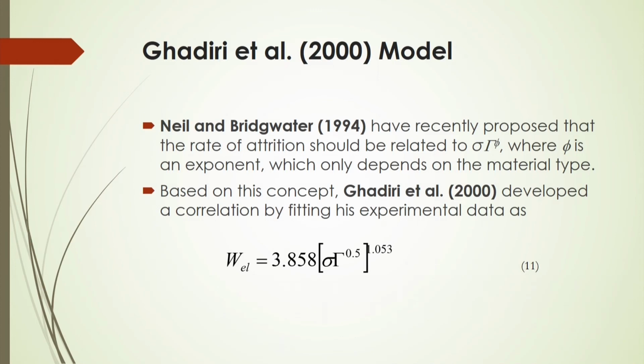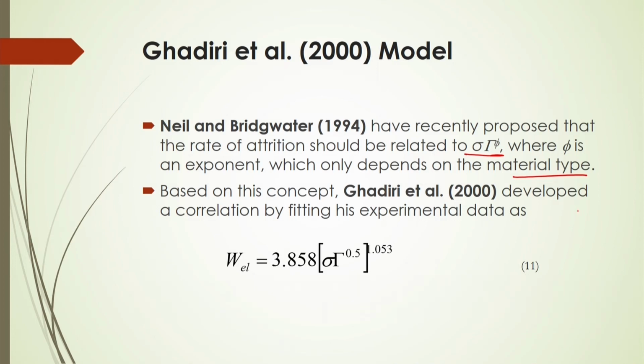Ghadiri et al. 2002 proposed another model based on the proposal of Neil and Bridgewater 1994. Neil and Bridgewater proposed that the rate of attrition should be related to sigma into gamma to the power phi, where phi is an exponent which only depends on the material type. Based on this concept, Ghadiri et al.